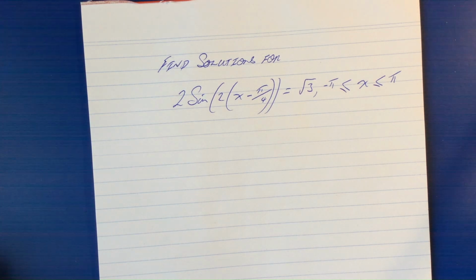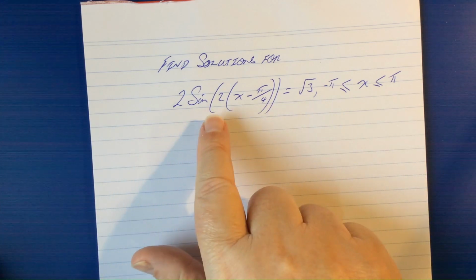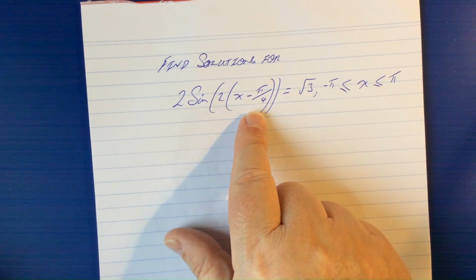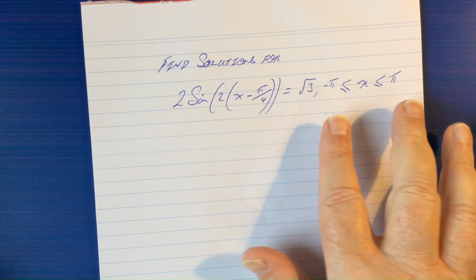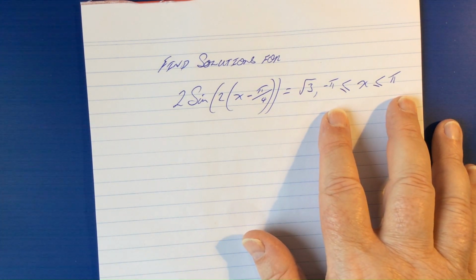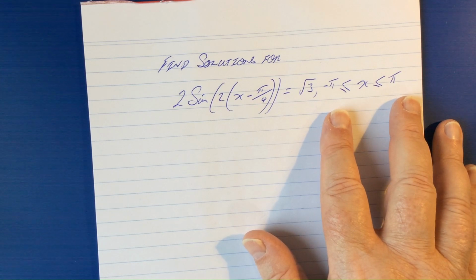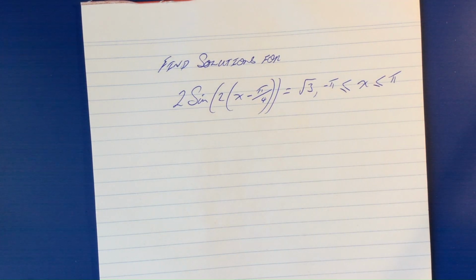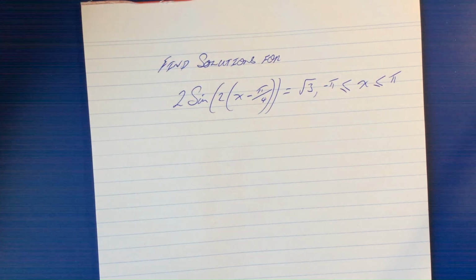We have to find solutions for this equation: 2 sine(2(x minus pi on 4)) equals root 3. And our domain is between negative pi and pi, inclusive. So let's go to work.